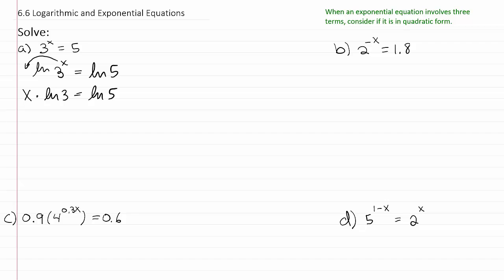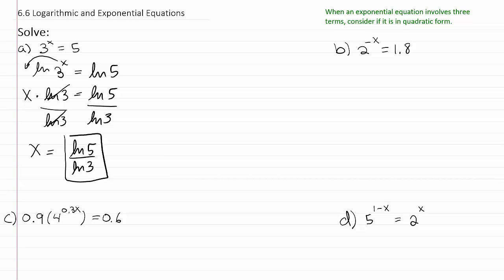Remember, ln of 3 is just a number, right? So we can certainly just divide both sides by ln of 3 to isolate x. And when we're done, we have our answer for x. x is equal to ln of 5 over ln of 3. You can use a calculator to approximate that if you'd like, but I'm just going to leave it as an exact answer, ln of 5 divided by ln of 3.